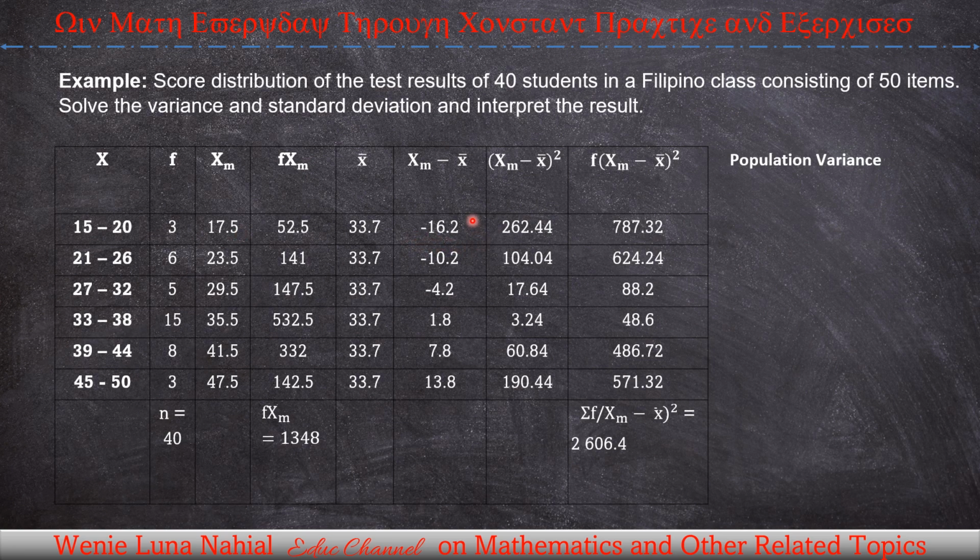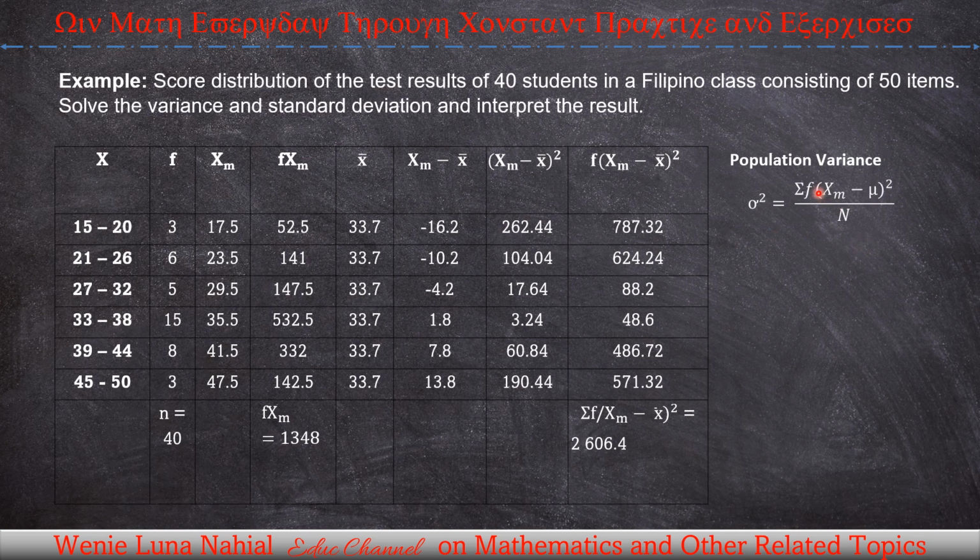Then after raising it to the second power, you have this one. Okay? Then this one, 262.44, is multiplied by the class frequency 3. And this is the product. Then get the sum here. You have 2,606.4. So we can now compute for the population variance.